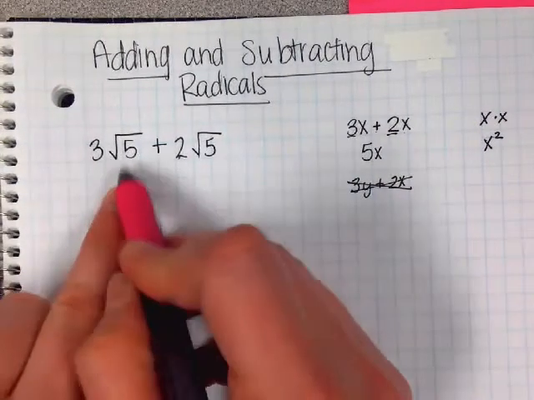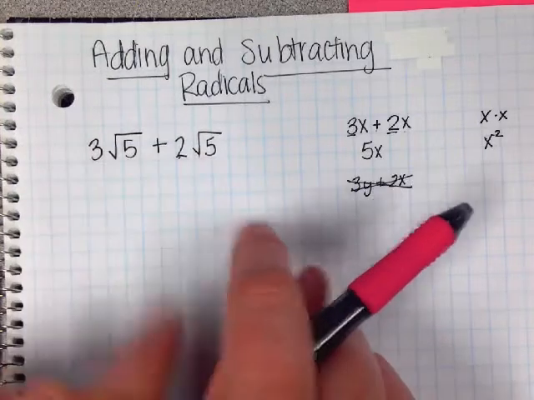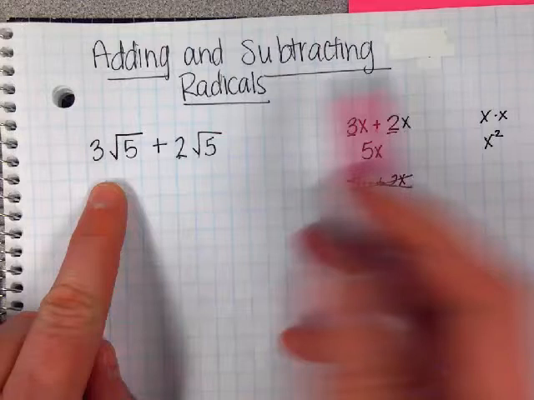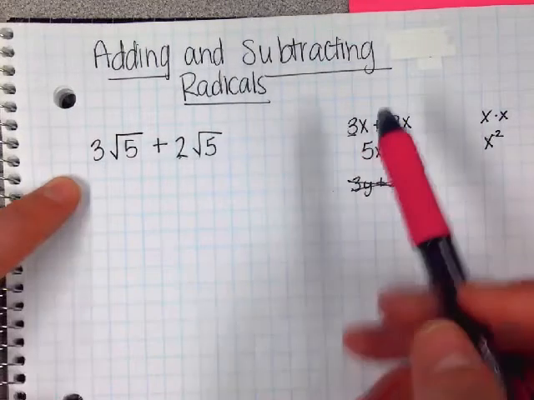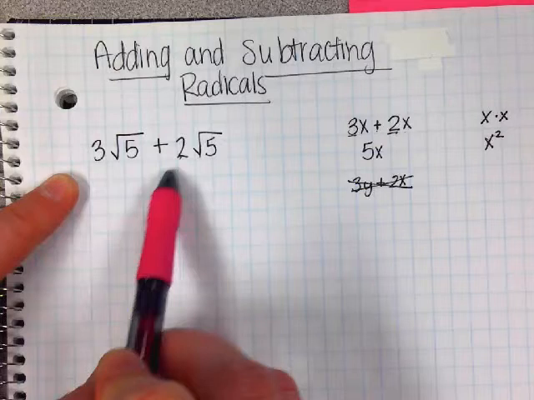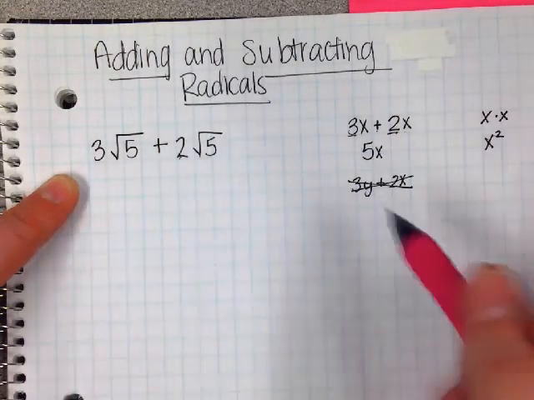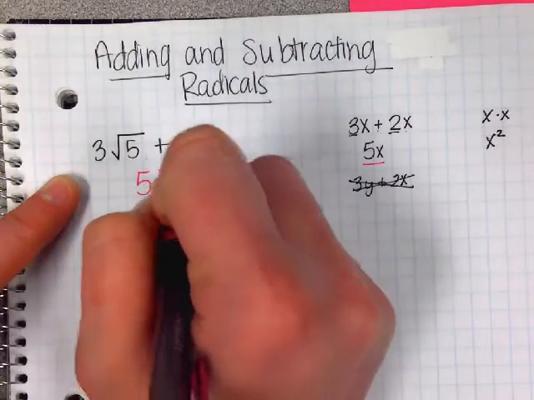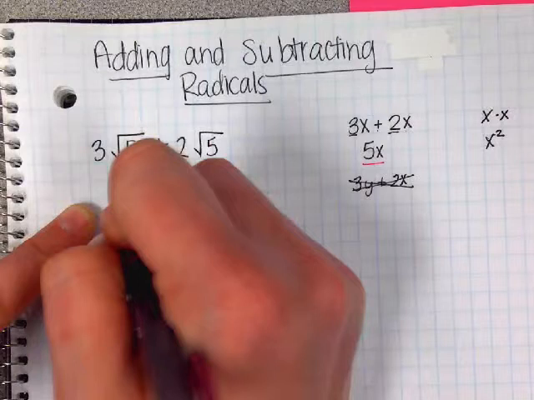So if they were not both a square root of 5, you would either need to simplify first and then see if you could combine, or they would just not combine. But since they're both a square root of 5, you can combine. So 3 square root of 5 plus 2 square root of 5 would be 5 square root of 5. And that would be my answer.